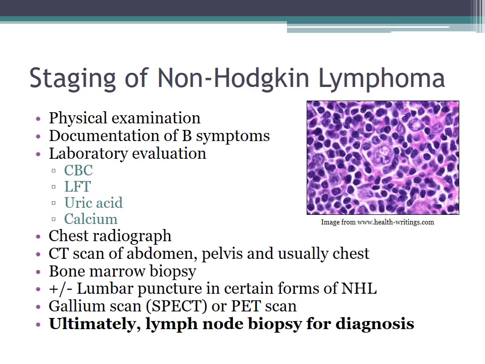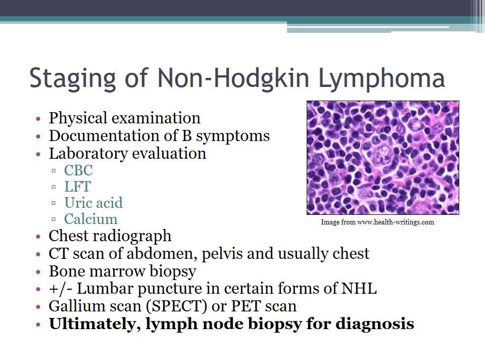When staging non-Hodgkin's lymphoma, it's important to take a very good history and physical. Also be sure that you are documenting any of the B symptoms. Laboratory evaluation will include a CBC and most likely a peripheral smear as well. Liver function testing, uric acid, and calcium testing are also recommended. Patients should have a chest x-ray as well as CT scans of the abdomen, pelvis, and the chest as well to look for any other node involvement.